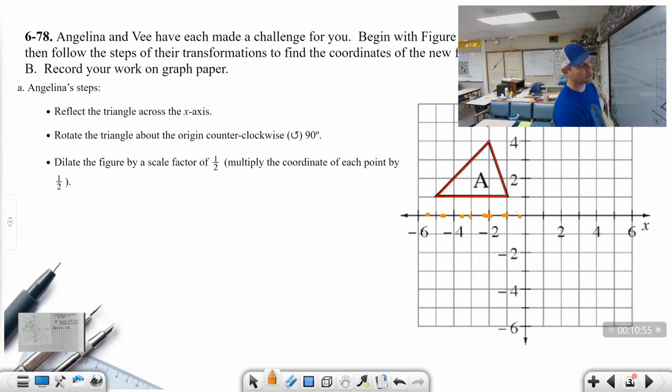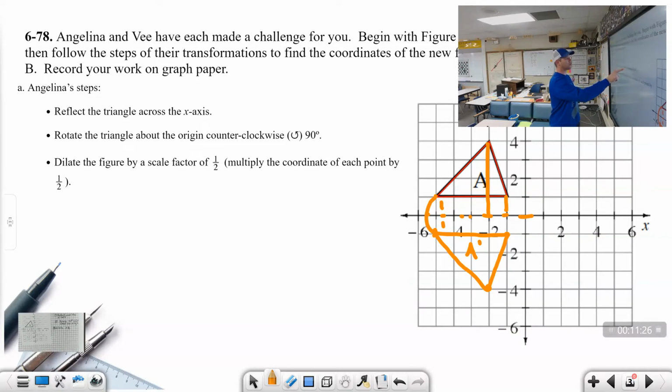So it says reflect the triangle across the x-axis. Here's the x-axis, and so this shape is going down here. Notice that with a flip, it is 1 away from the axis, so the result is 1 away from the axis. This is 4 away, so it is 4 away. 1 away, so 1 away. And you can draw A prime. Now A prime is just a way to show this is the first move.